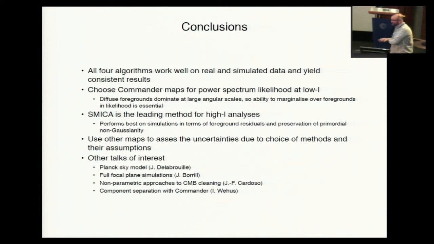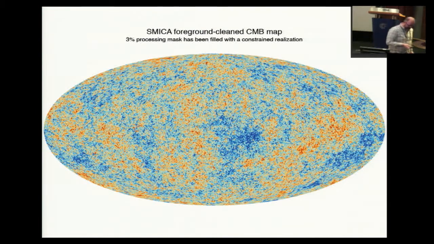Some of the things that I've mentioned today in passing, but we've mentioned in other talks, the Planck sky model, full focal plane simulations, and a couple of descriptions of the methods themselves will be in the parallel sessions on Thursday. And I shall end by showing you this, which is the SMICA foreground-cleaned CMB map. The 3% processing mask has been filled with a constrained realization, which was what was mentioned before, so you don't see the residuals in the galactic plane.